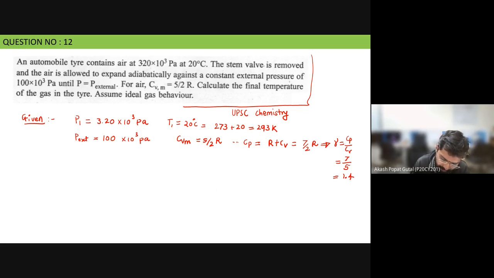And we have been asked for the final temperature of the gas, assuming ideal gas behavior. If the gas is ideal, we know the condition given is adiabatic. We just directly use, we have P1, P2. The final pressure will be P external. P1, P2 and T1, T2. T2 we need to calculate. We know that P into T raised to gamma upon 1 minus gamma is equal to constant. From this expression you can get the answer.